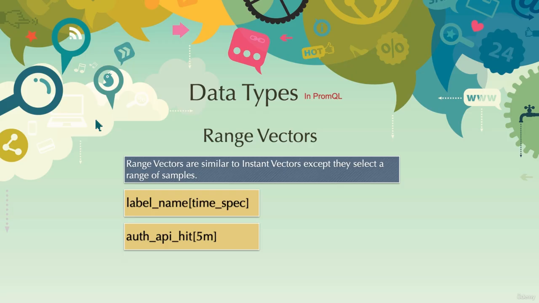When you say 5 minutes, basically you are saying 5 minutes before now. So you cannot say minus 5 minutes. When you say 5 minutes, it's basically the past 5 minutes.